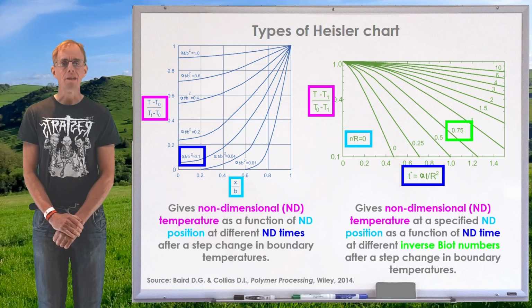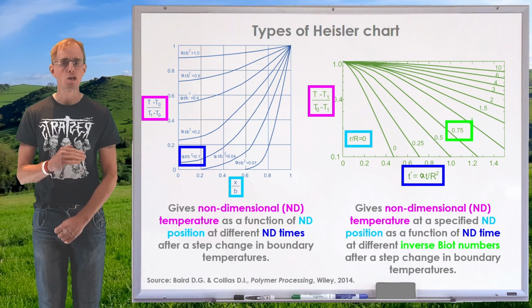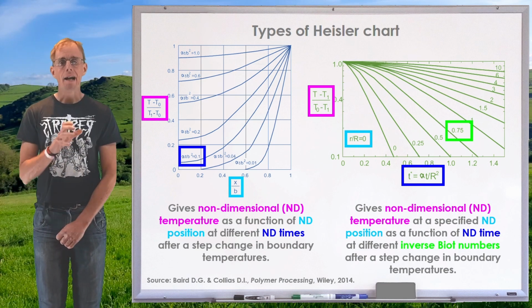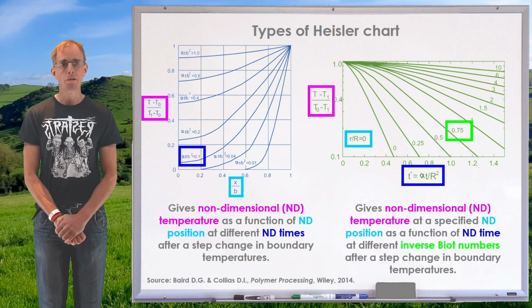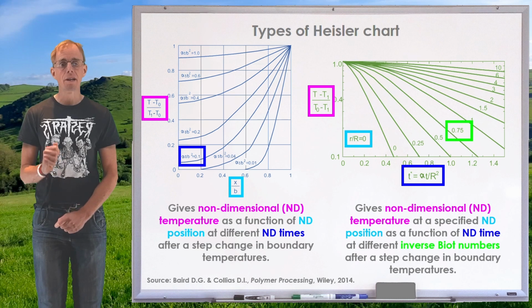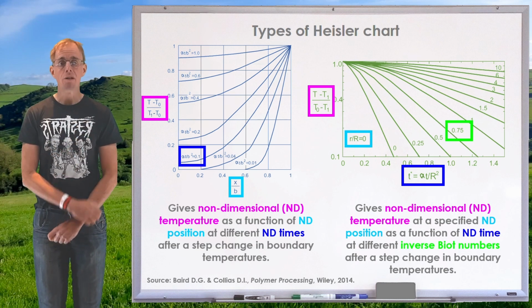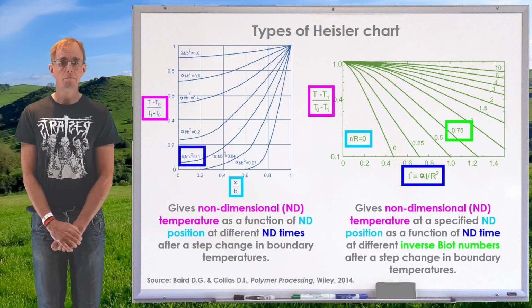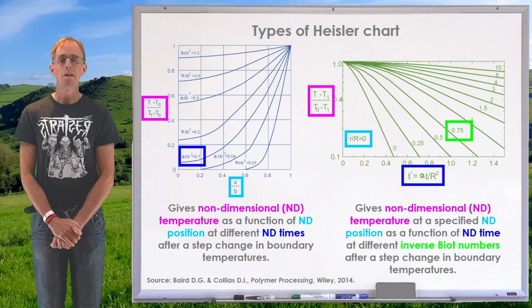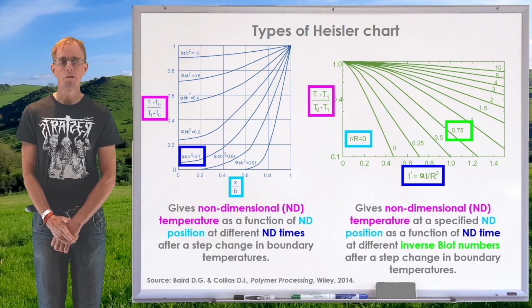But what we're now plotting is that non-dimensional temperature, again as a function of time, for different Bi numbers. Actually, we're plotting inverse Bi number rather than Bi number itself. So we can see that the lower the value of the inverse Bi number, as in the higher the Bi number, the higher the convective heat transfer, the faster the material cools.